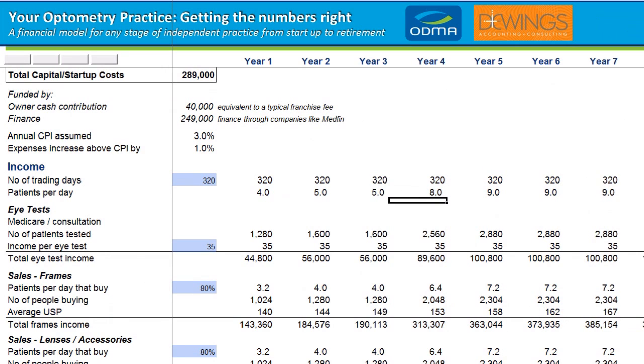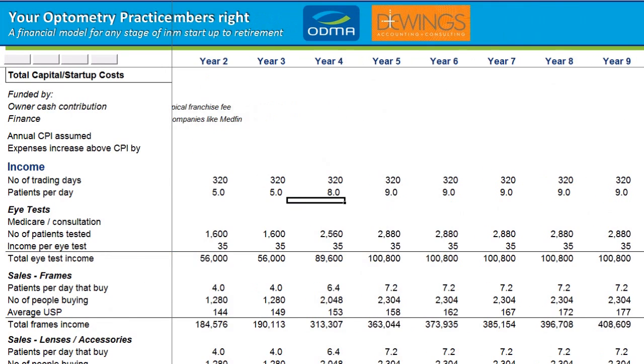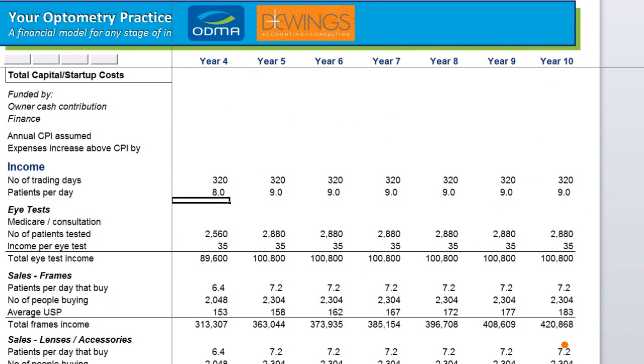This model is condensed down into a period of 10 years. So let's take another scenario. Let's assume that all those startup costs are actually existing capital costs. And let's say this is a practice that's been established for quite some time. And the optometrist who works here is starting to think about retirement and so on. They don't want to retire just yet, but they want to reduce the time that they're spending in the practice.